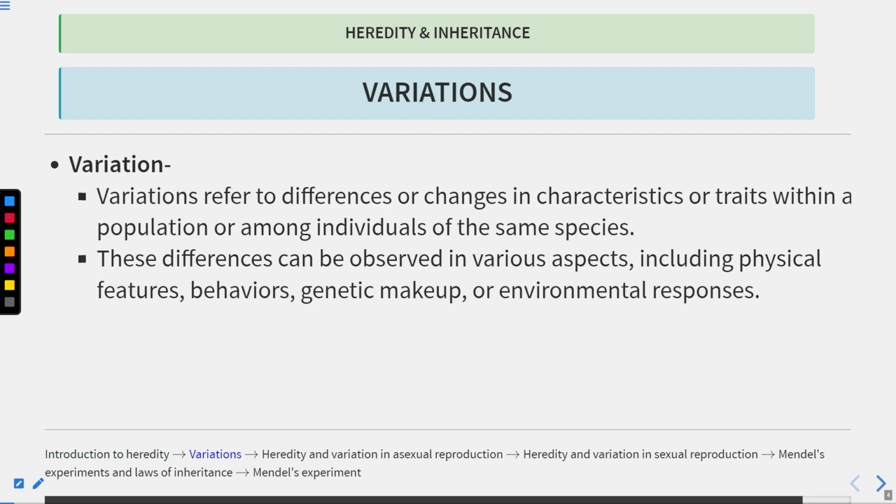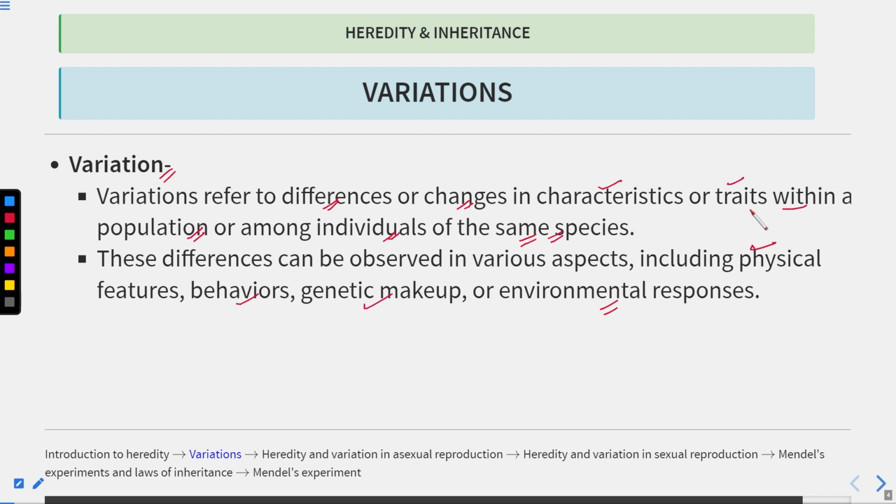Now the second term is variation. Variation refers to the differences or changes in the characteristics or traits within a population or among the individuals of the same species. Okay, so the variations can be within a population or among the individuals of the same species. Now these differences can be observed in various aspects, including physical differences, behavioral differences, differences in the genetic makeup, or there can be differences in the environmental response, meaning response to any environmental stimulus.